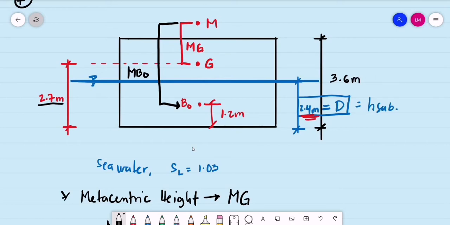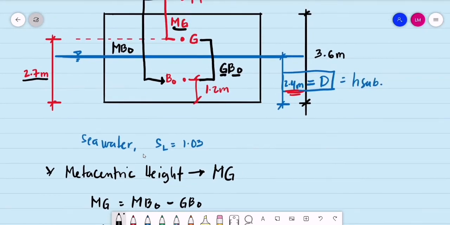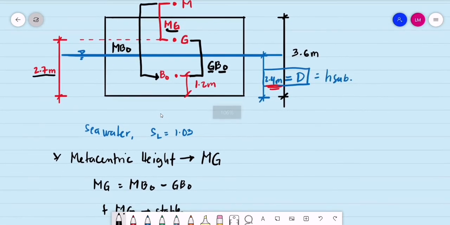So, ano naman yung distance mula sa center of gravity papunta sa center of buoyancy? Ito naman yung distance na GB sub O. From center of gravity, papuntang center of buoyancy. So, paano natin kukunin yung distance na MG based sa figure? Yun yung formula na to. So, yung MB sub O minus the GB sub O. Okay, yun yung distance from M to G.